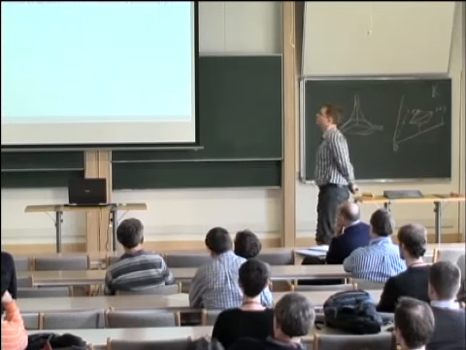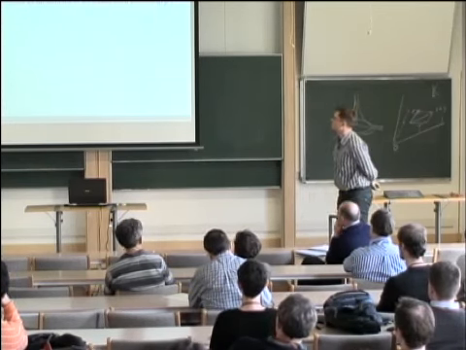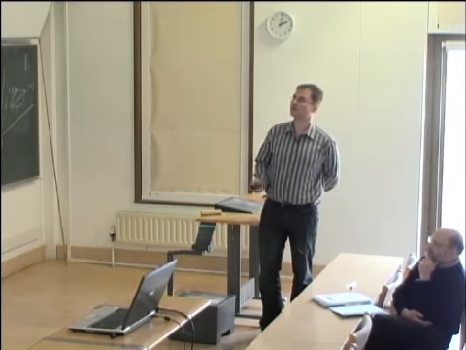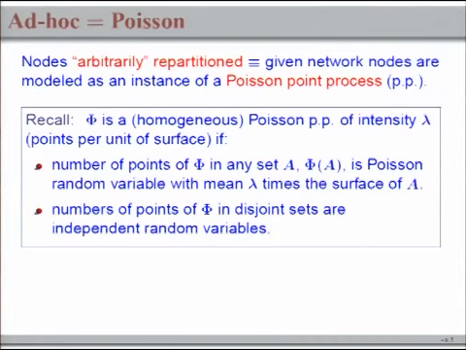So ad hoc for me, what does it mean, arbitrarily repartitioned? For the sake of this talk, it means that network nodes are modeled as an instance of a Poisson point process. So this is pretty precise, and just as a formality, I'm recalling what it means to be a Poisson point process of intensity lambda. For me, it will always be a homogeneous Poisson point process. It means that it has a Poisson number of points in any set A, and the numbers of points in disjoint sets are independent random variables.